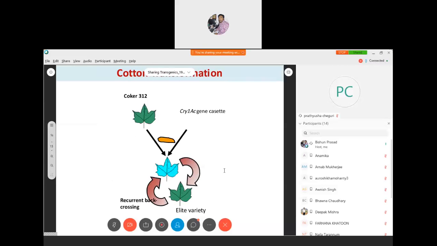So you can see here, this is a cartoon showing how this transformation was done. The cotton variety Coker 312 was used, and the first gene, the Cry1Ac gene, was used. So the Cry1Ac gene cassette was made, and Coker 312, which is a cotton variety, was used for the genetic transformation. After transformation, transformant plants were selected, and they were backcrossed to get homozygous lines, and this homozygous plant which is producing the Cry1Ac protein was used for release.